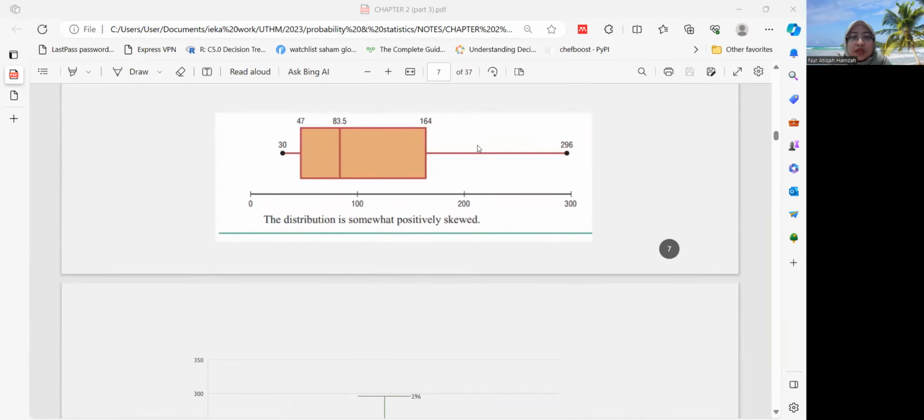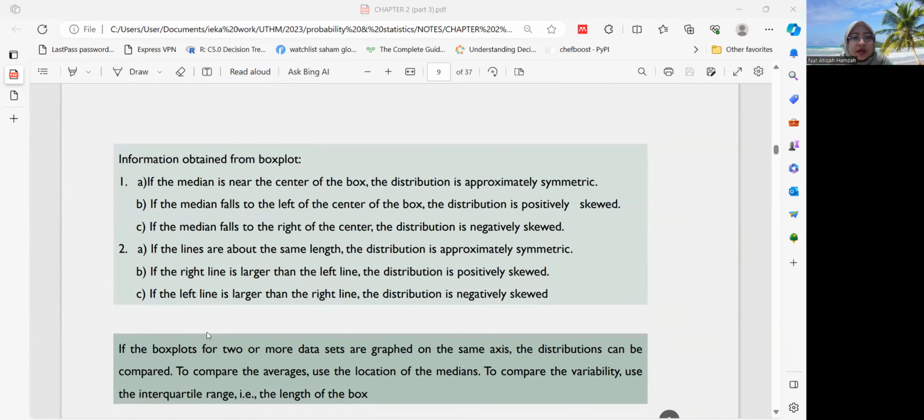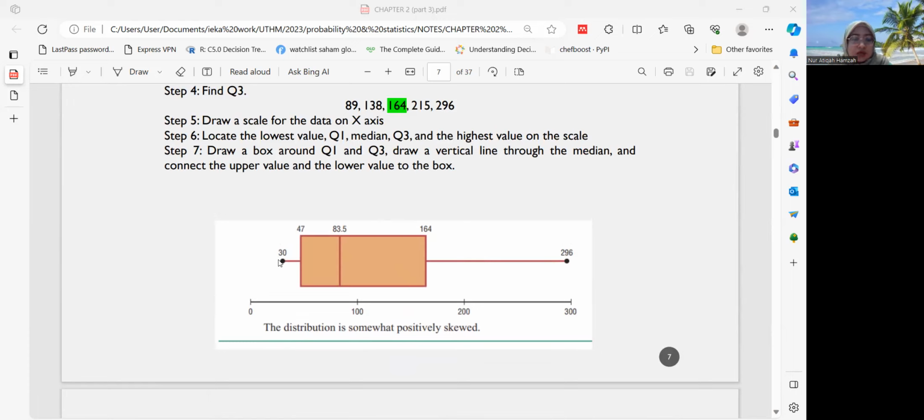Okay, so kalau awak tengok yang ini, kenapa dia kata it is positively skewed? Sebab dia punya sebabnya adalah, the median falls to the left of the center of the box and then the right line, awak tengok right line ni adalah lebih besar daripada left line. So we can conclude that the distribution is positively skewed.